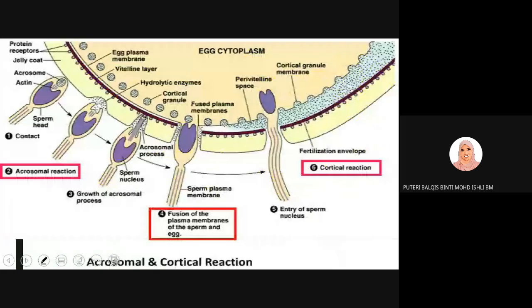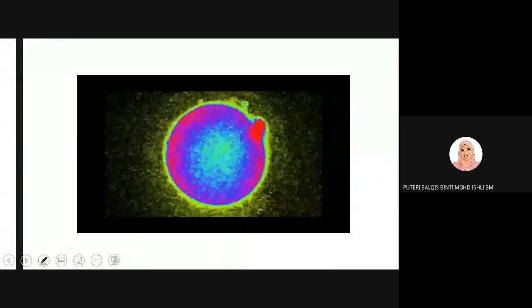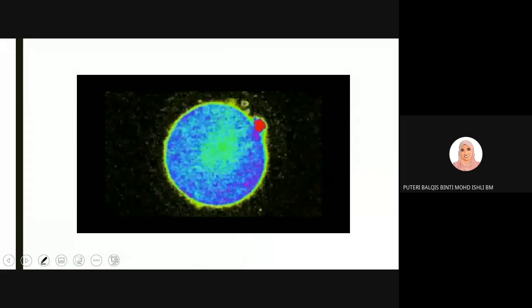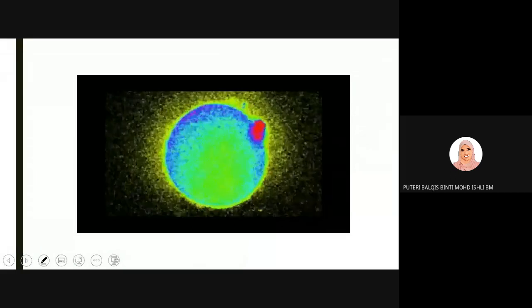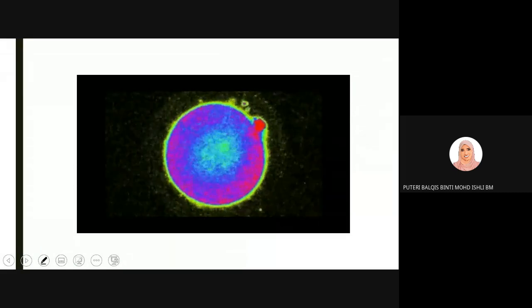Okay. And I just want to show you this GIF. You can see that. Kalau tengok gambar ni dia macam ada spark. Nampak kan macam ada flash, ada spark.